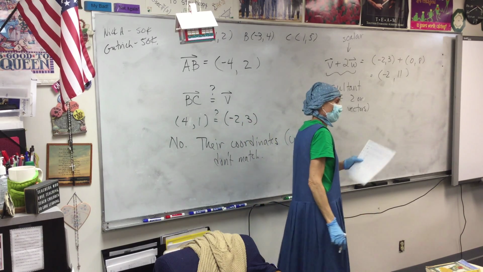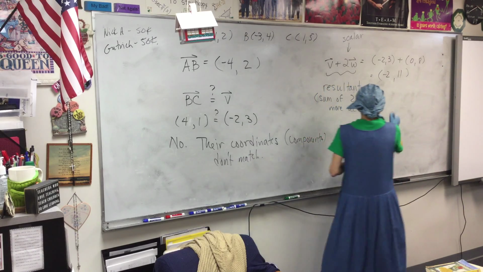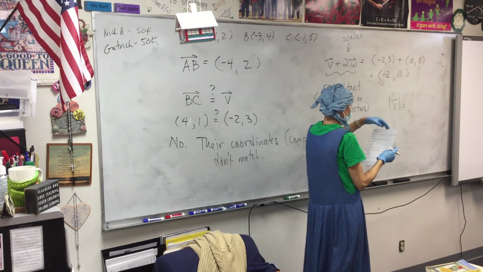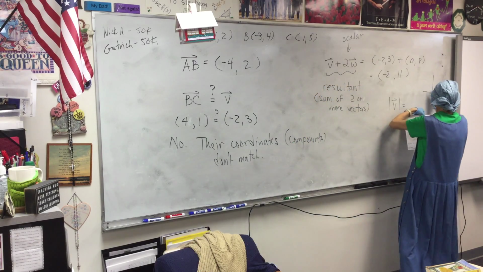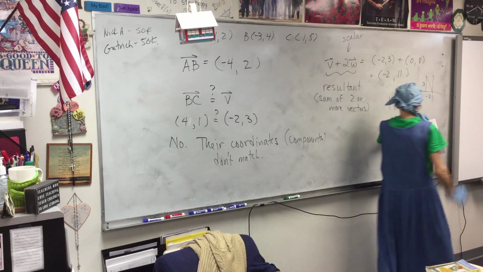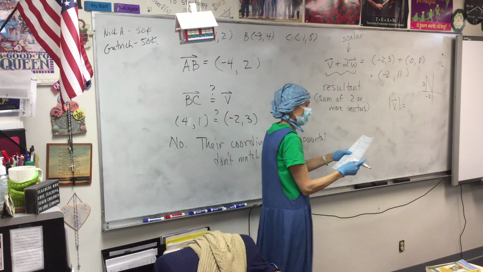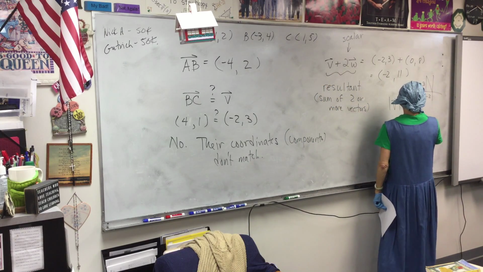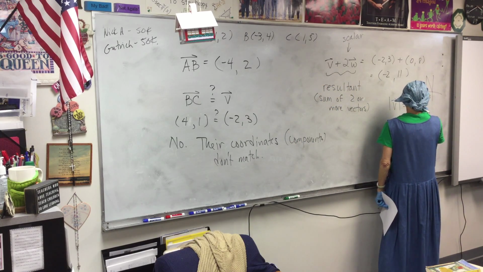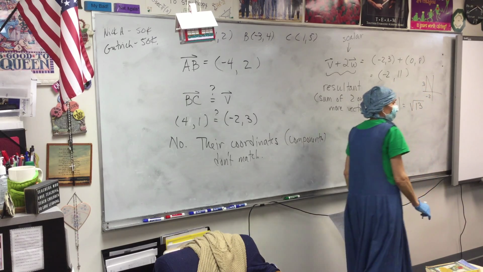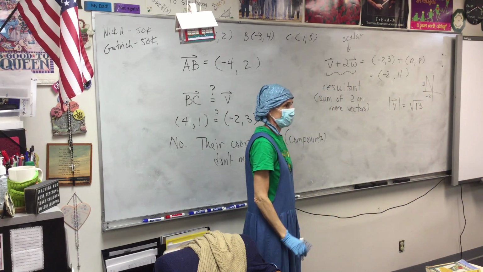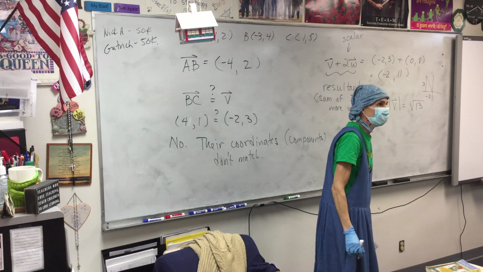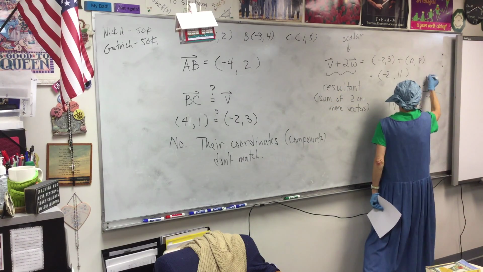What is question number 4 asking me? Magnitude. So vector V looks like this. Negative 2, 3, left 2, up 3. That's what vector V looks like. So what would its magnitude be? Root 13. We've done magnitude about 15 times today already. How do we find magnitude? Pythagorean Theorem. It's the length. This is the magnitude.